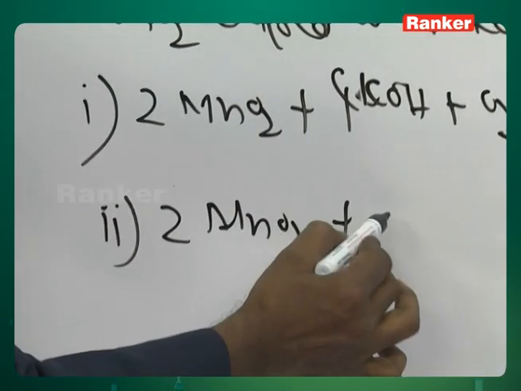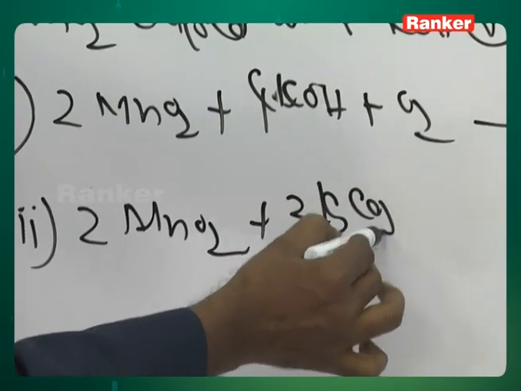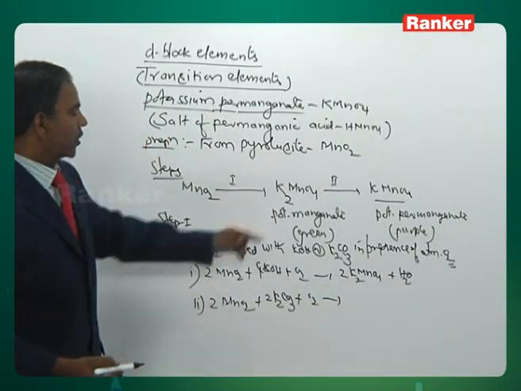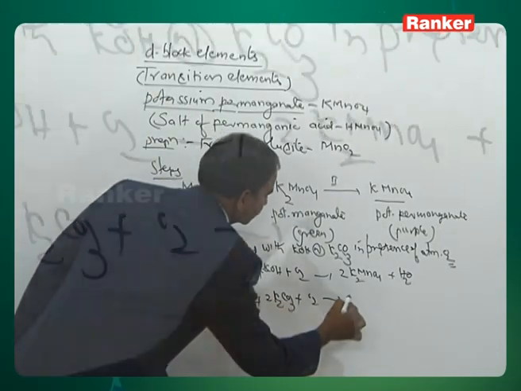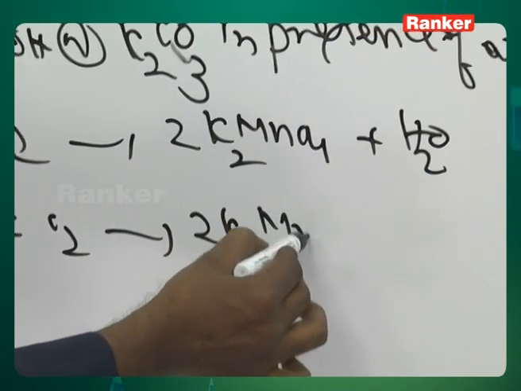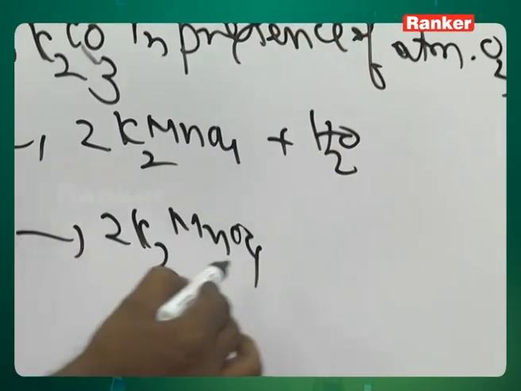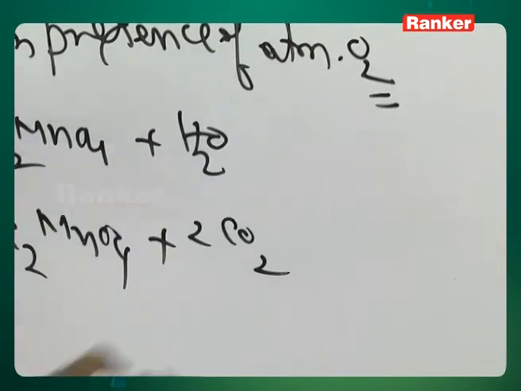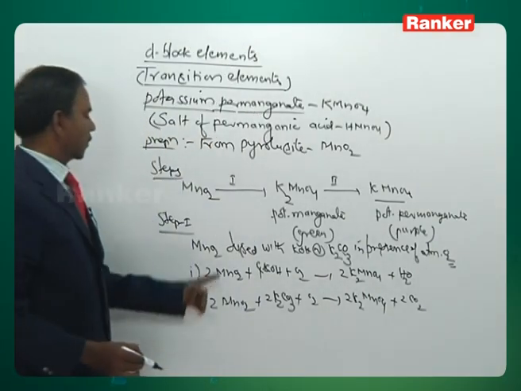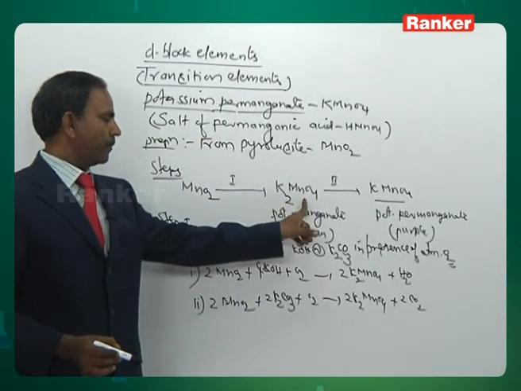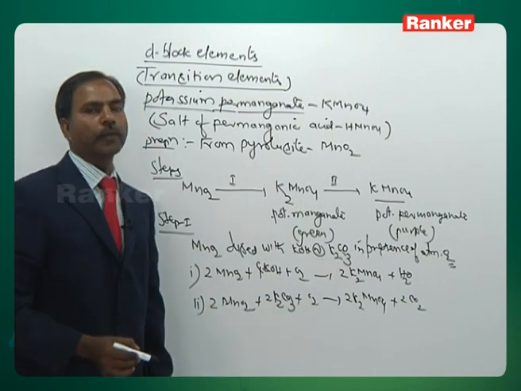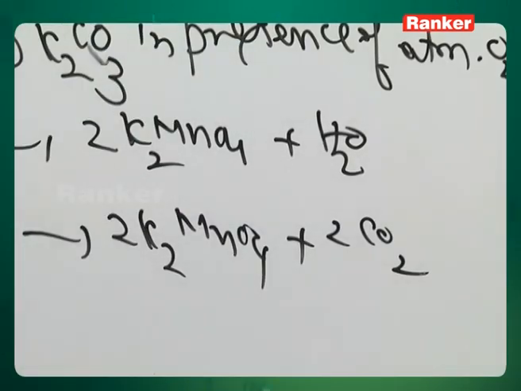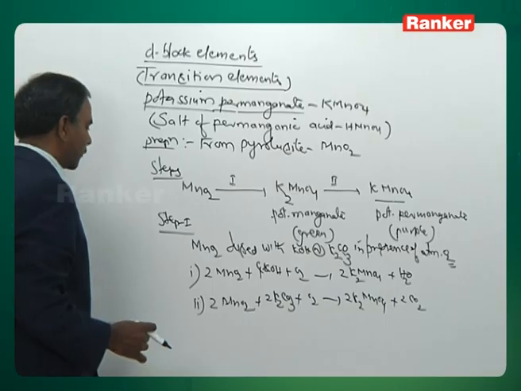Second way of conversion of pyrolusite to potassium manganate, similarly: 2MnO2 plus 2K2CO3 in presence of oxygen. Again you are getting potassium manganate, 2K2MnO4 plus 2CO2. Like this, pyrolusite in the first step is converted to potassium manganate. Next step, potassium manganate is converted into potassium permanganate. Let us see the second step.